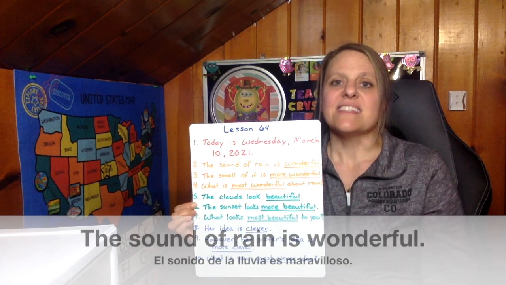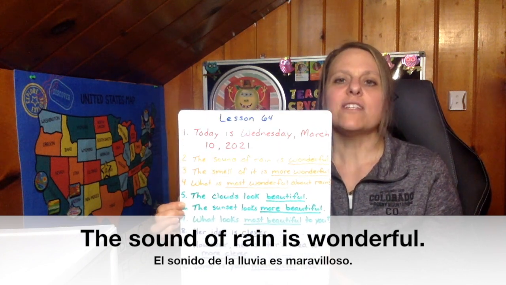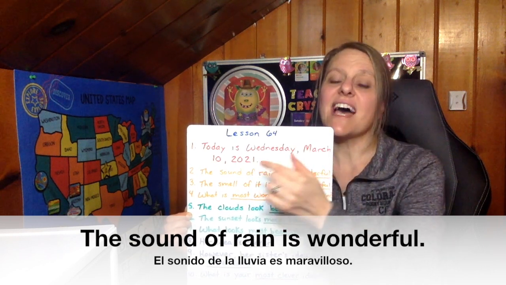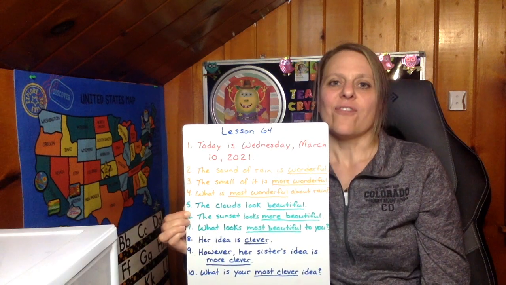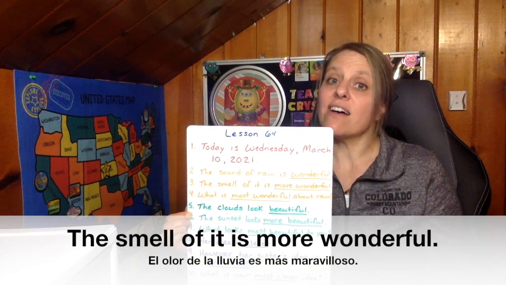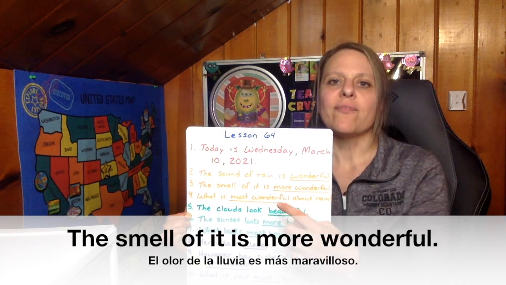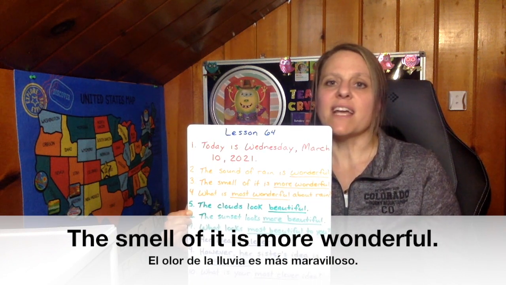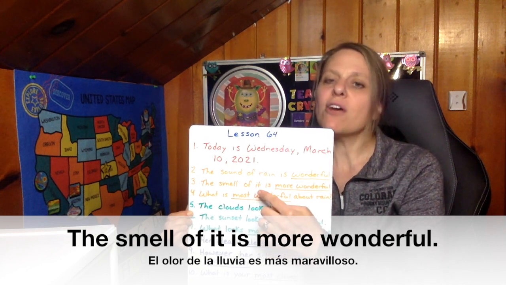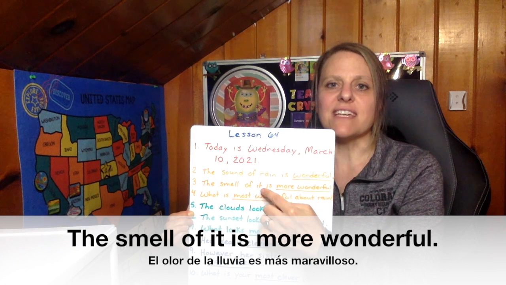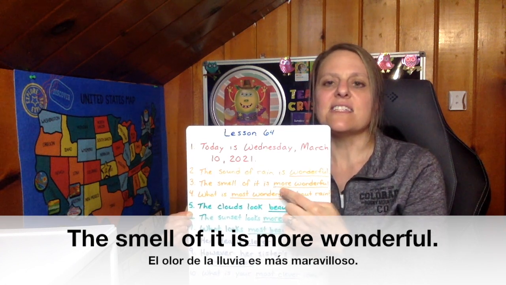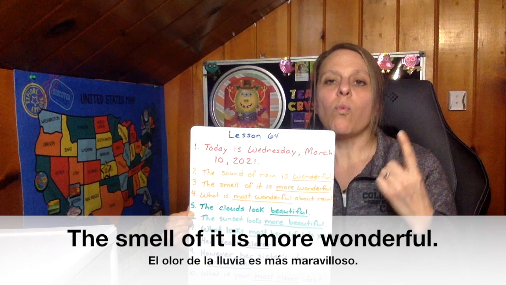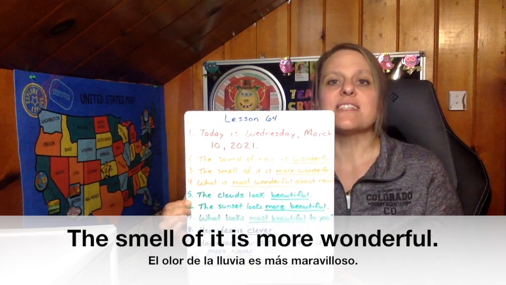Number 2, the sound of rain is wonderful. Wonderful is the adjective. It describes the sound of rain. For number 3, the smell of it is more wonderful. It is the rain. You could also say the smell of the rain is more wonderful. But since we already know we're talking about rain, we can also just use it. The smell of it is more wonderful. More is the comparative, since wonderful is 3 syllables.